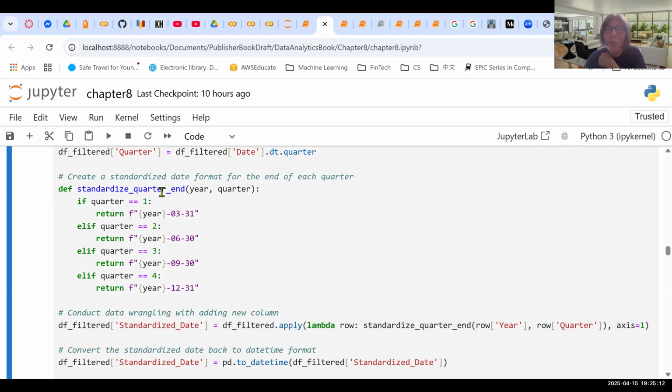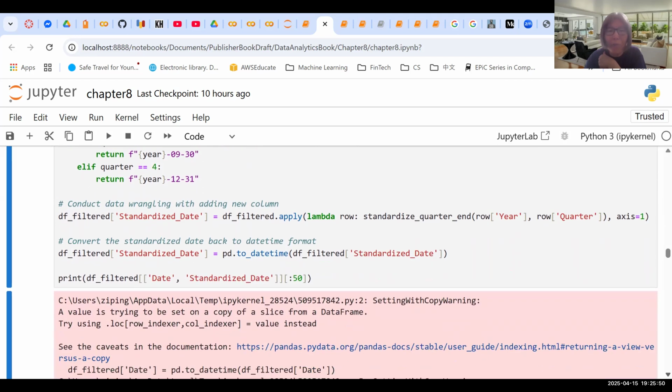And also for the original data set, the quarter is quarterly. The quarterly date is not standardized, so that's not going to be convenient for analysis. So we want to create a standardized date format for the end of each quarter. This function defines how we standardize the end of each quarter, so that later on it will be convenient for us to do analysis.